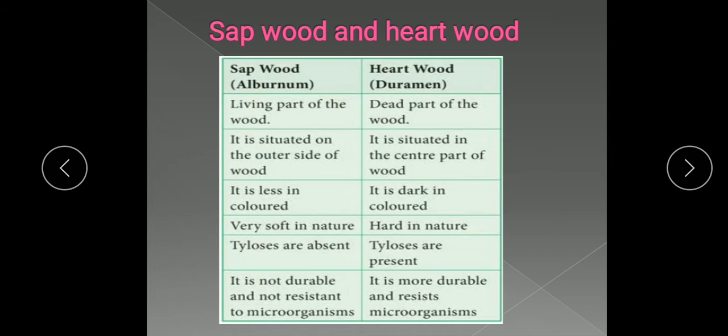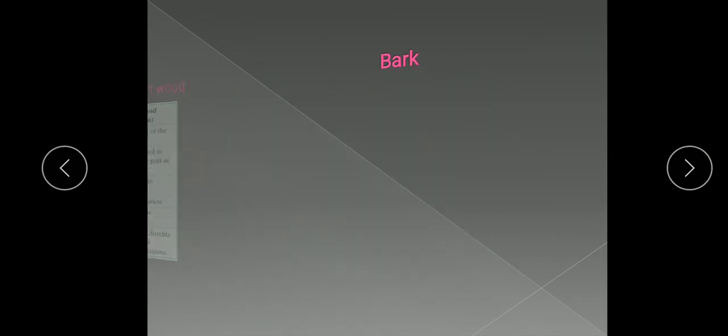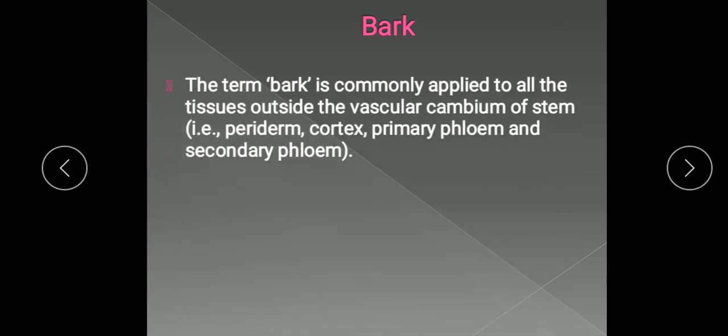Further we are going to study one more topic, that is the bark. So what is bark? You have already studied secondary growth in the extrastelar region. That forms a layer, the phellem, and the inner side layer you have studied, which is the phelloderm, and together they are known as the periderm. The term bark is commonly applied to all the tissues outside the vascular cambium of the stem, that is the periderm, cortex, primary phloem and the secondary phloem.